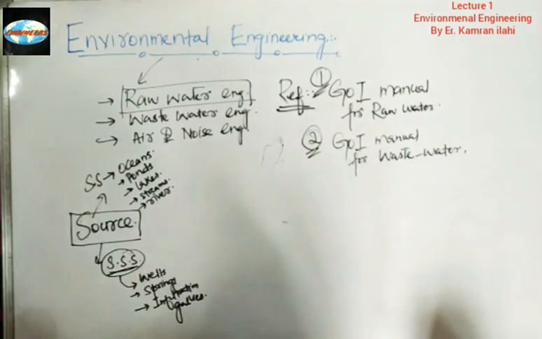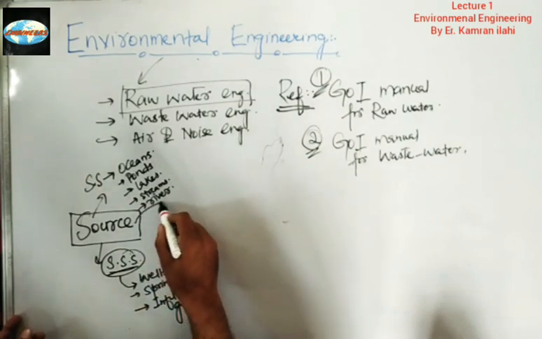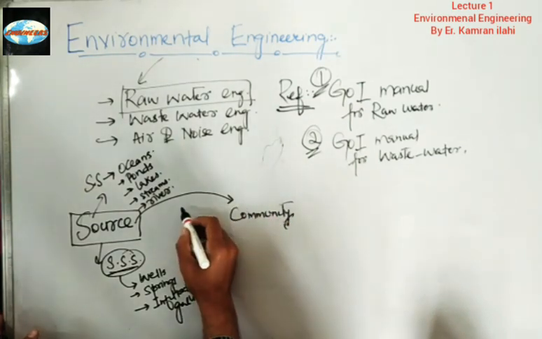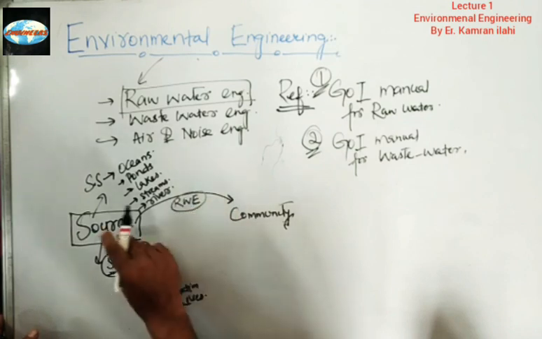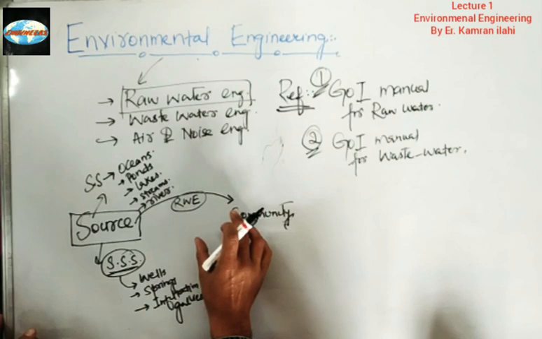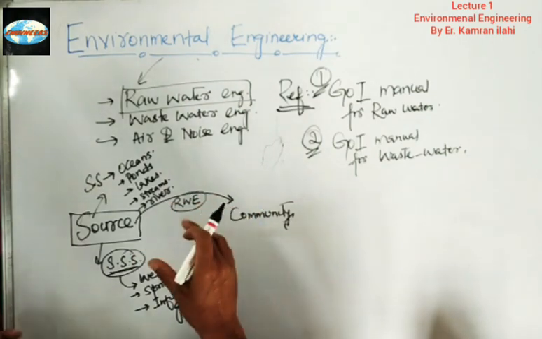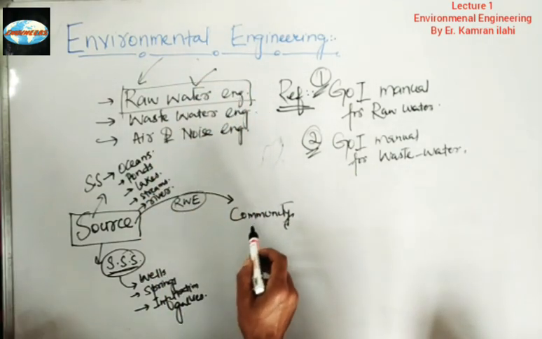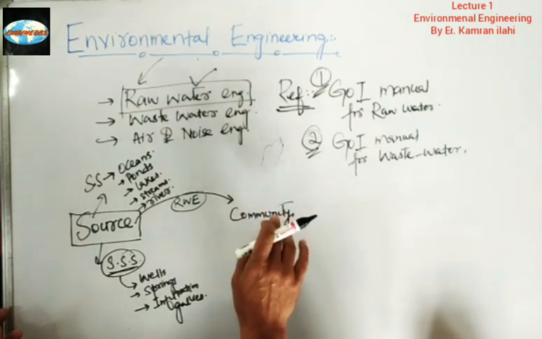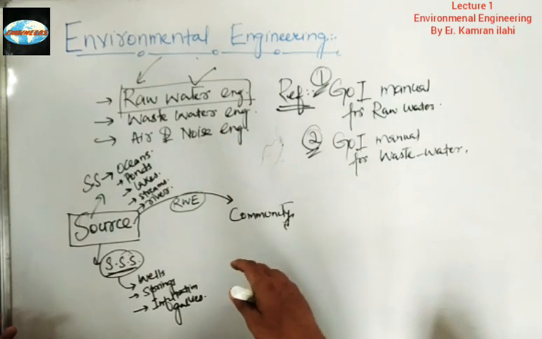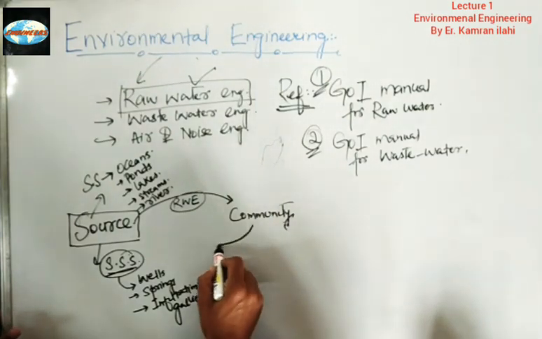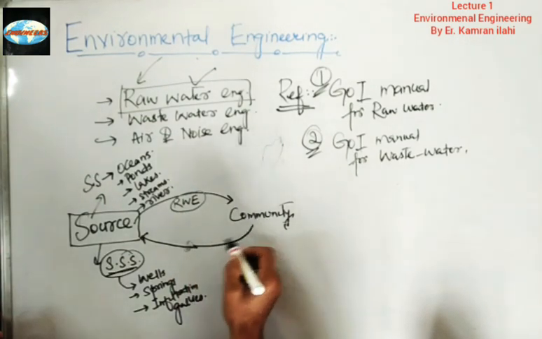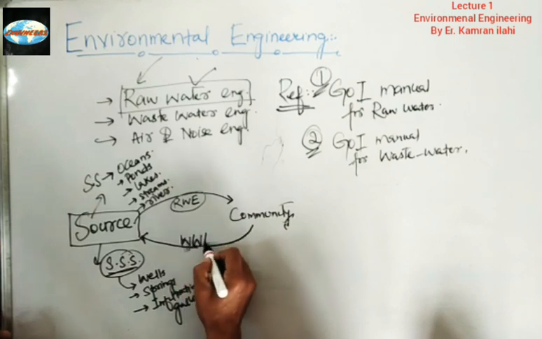Let's move ahead. From the source we extract the water, and we supply it to a community, and this consists of raw water engineering. The way you extract the water from the source and supply it to the community, all those pumps, canals, water treatment plant, maybe surface reservoir, the orientation of pipes, the distribution system, this all consists of raw water engineering, okay? And from the community, when this water is used, it's returned back as sewage or the leftover which is not used. And this thing from community back to source consists of wastewater engineering, okay?